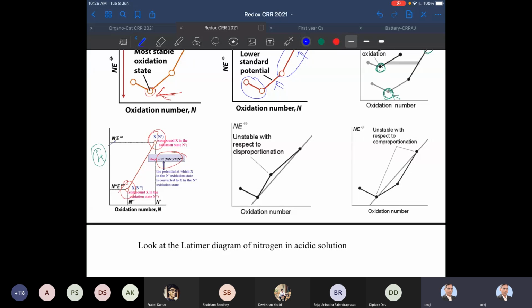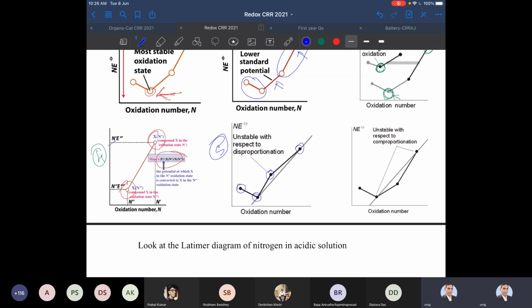Fifth one. I have already mentioned here: unstable with respect to disproportionation reaction. That's what we have seen, the disproportionation reaction, in the Latimer diagram. Now, how do I find out? Say, for example, typically look at this. Here is one point, this is another point, this is another point, this is another point. Point means what?